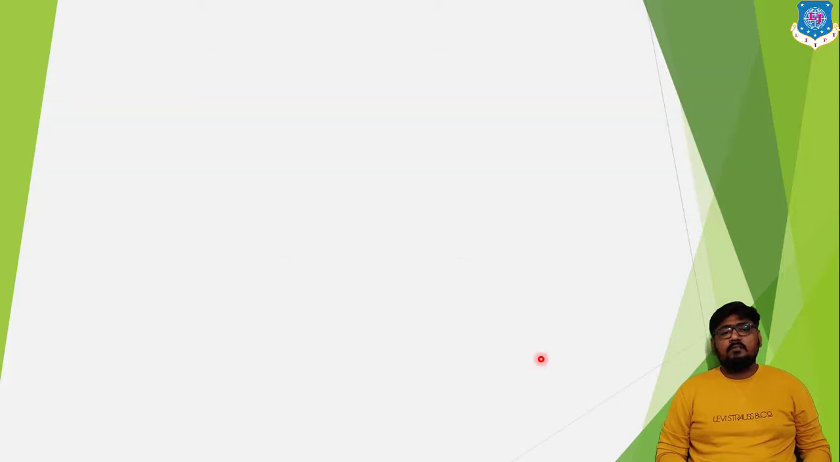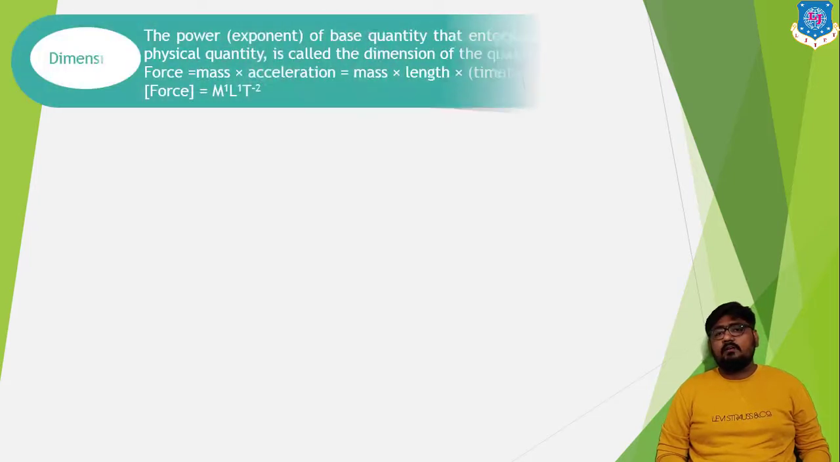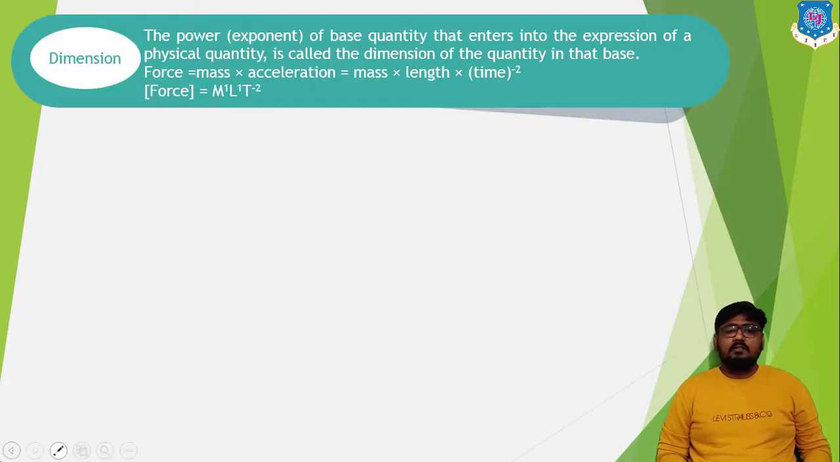Now the next topic is what is the dimension. As we have talked about dimensionless quantities, what is the meaning of dimension? Let's further discuss over here. The power of a base quantity that enters into the expression of a physical quantity is called the dimension of the quantity in that base. For example, force is equal to mass into acceleration, means mass into length into time raised to minus 2. So that is how for force, M raised to 1, L raised to 1 and T raised to minus 2 came. So that is the dimension.